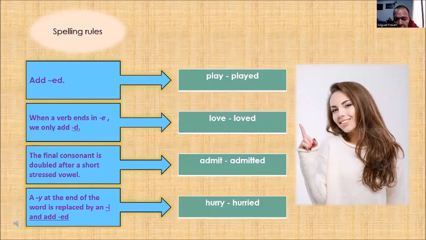Regular verbs are conjugated by adding ed to the base infinitive of a verb. Play, played. However, there are some exceptions to this rule. When a verb ends in e, we only add d. Love, loved. The final consonant is doubled after a short stressed vowel. Admit, admitted. A y at the end of the word is replaced by an i, and we add ed. Hurry, hurried.